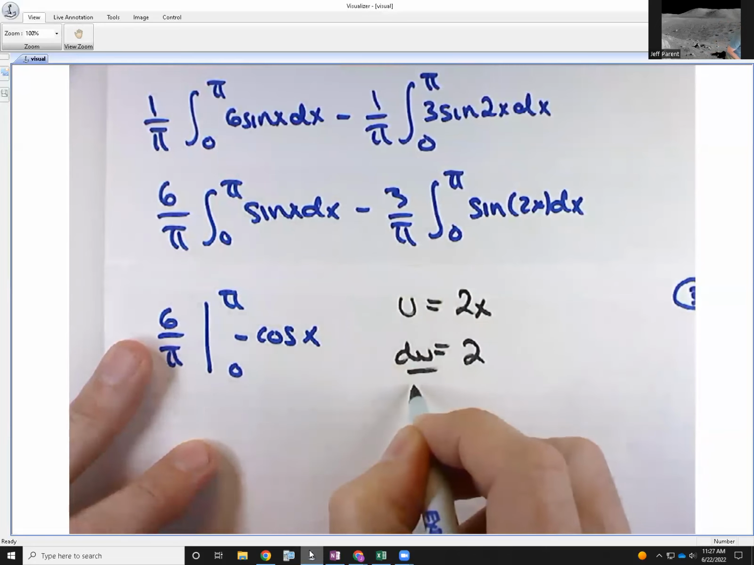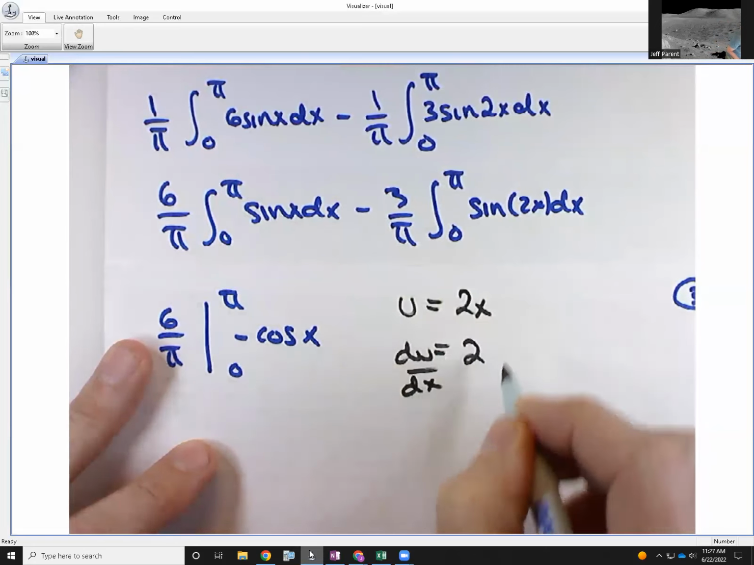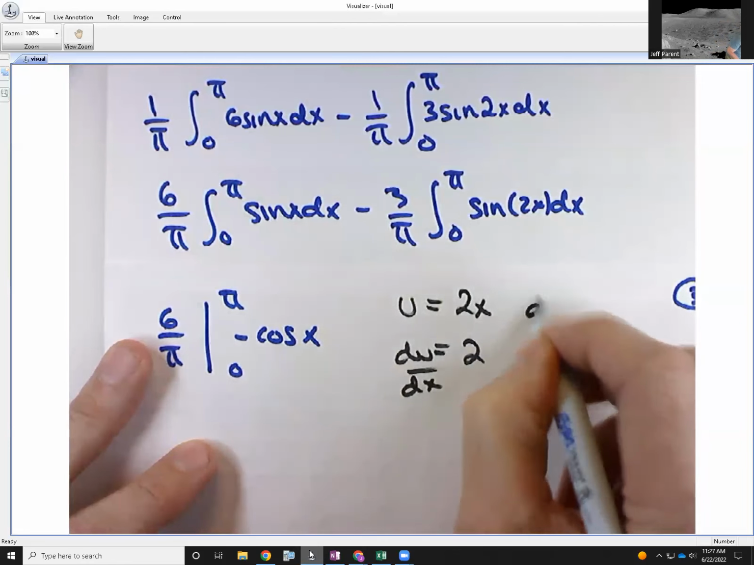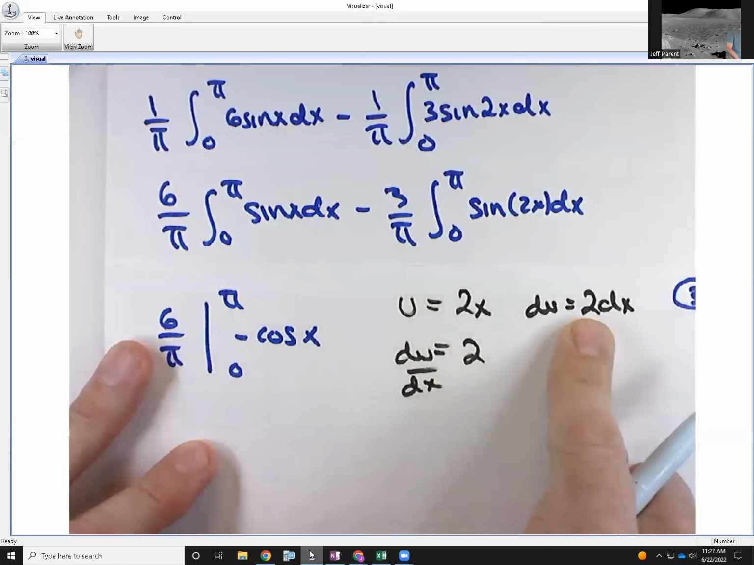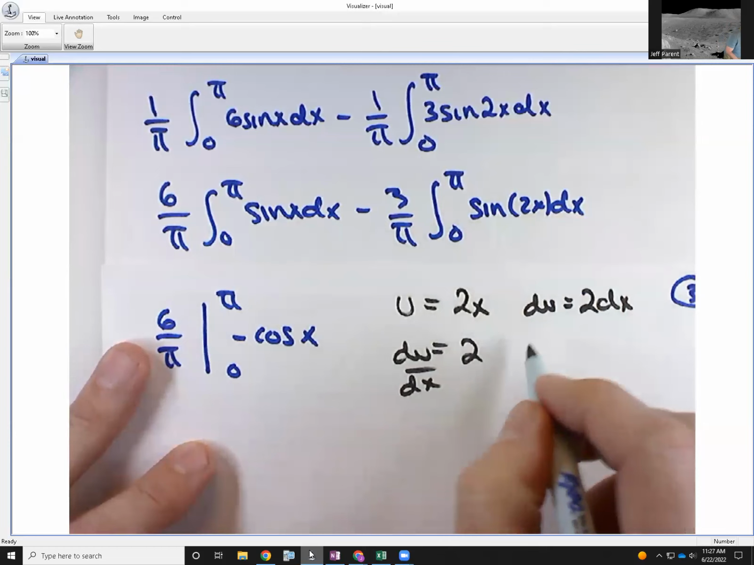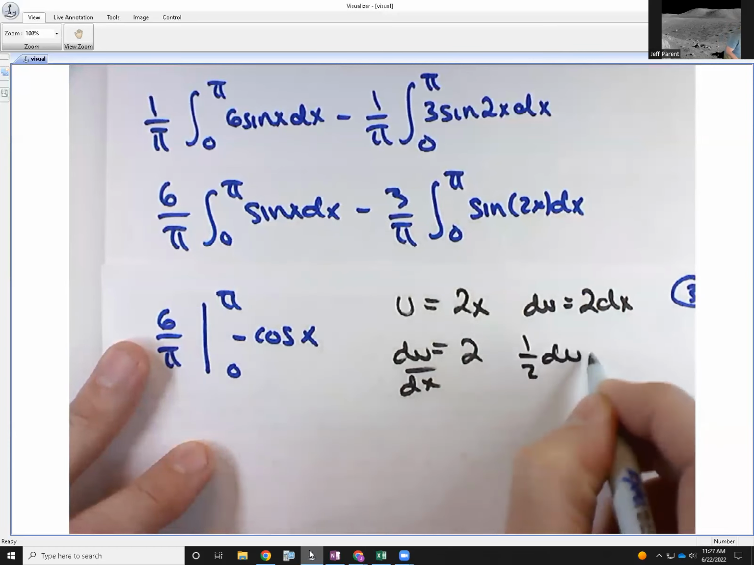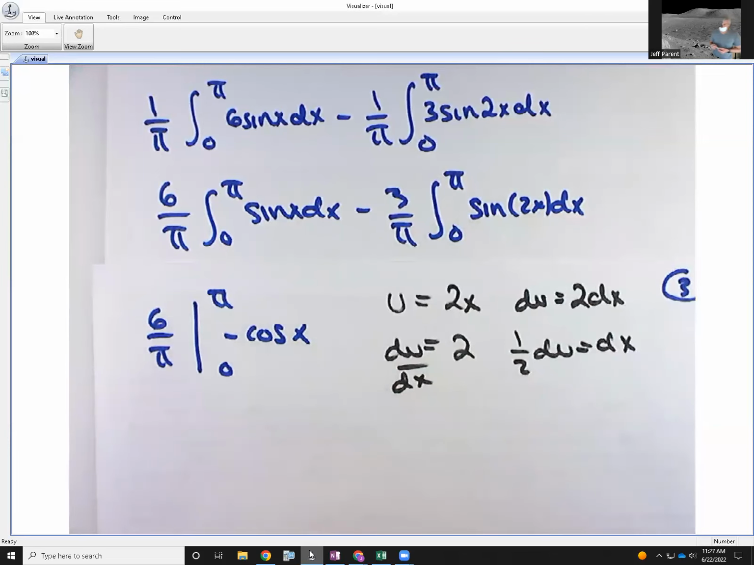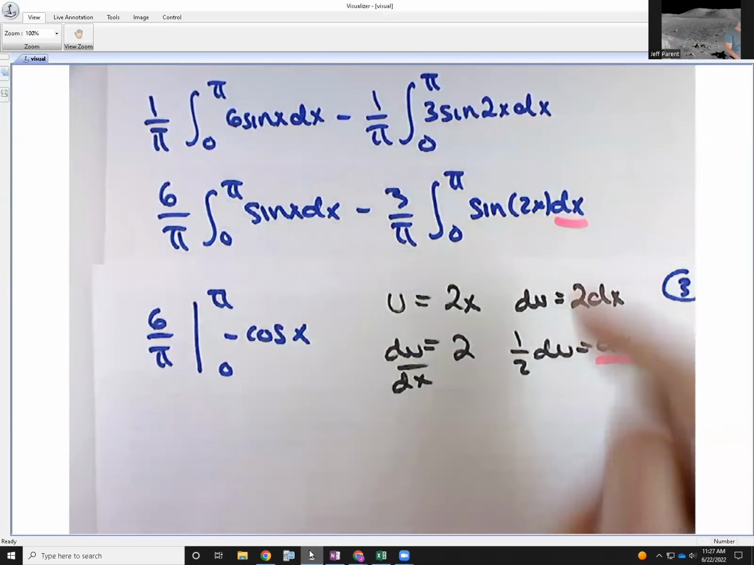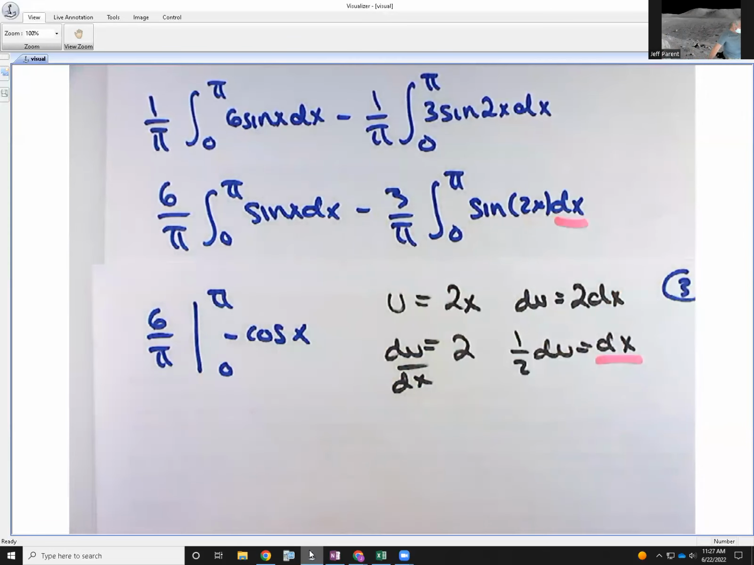Du would equal 2. Well, let's see, I'll do du over dx equals 2. And then du equals 2dx. And that's what I wanted because I've got a dx term here that I'm going to need to solve for. So 1/2 du equals dx. That's perfect because now I can do a direct substitution. I've got a dx here and a dx here.